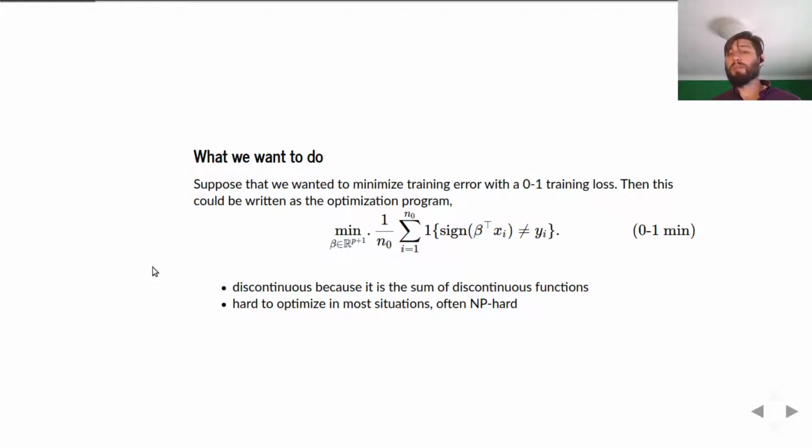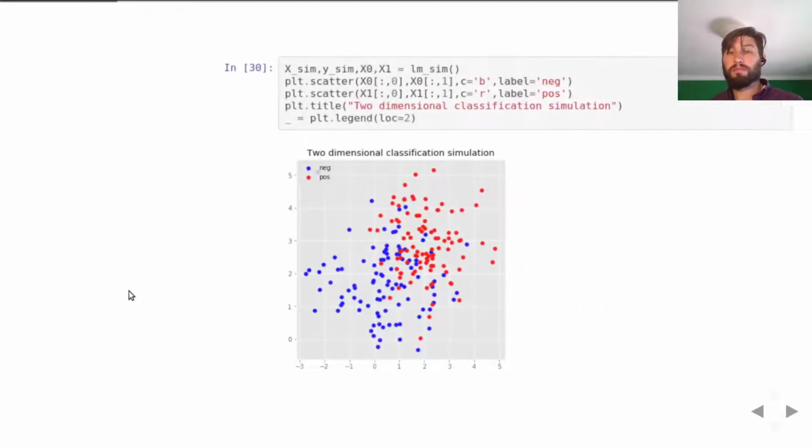And you couldn't imagine doing something like first-order optimization. Adding insult to injury, this is also a non-convex loss, and so that's another issue that we run into.